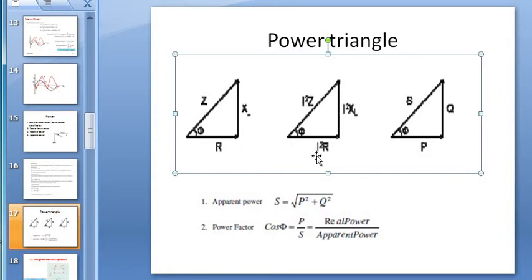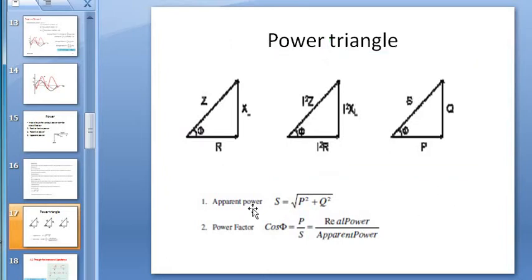What is I square R? I square R is nothing but active power, as I have shown you in the previous slide. What is I square into XL? It is equivalent to Q. What is I square into Z? It is S. This angle phi is as it is. So the triangle showing power in all the sides is called the power triangle.